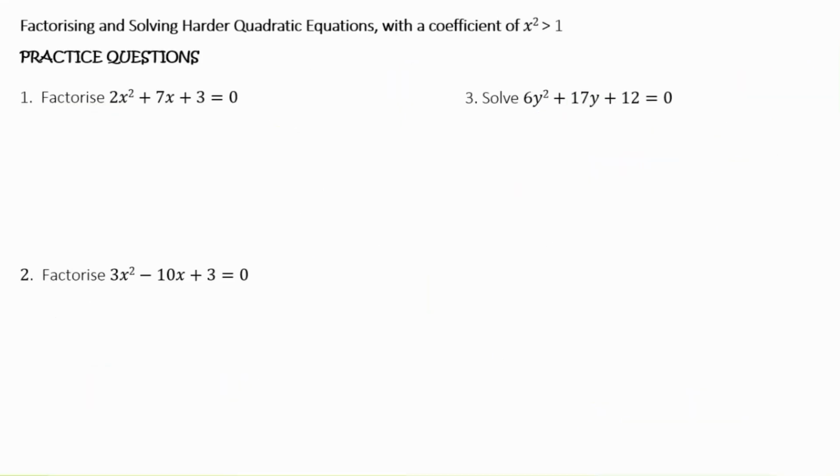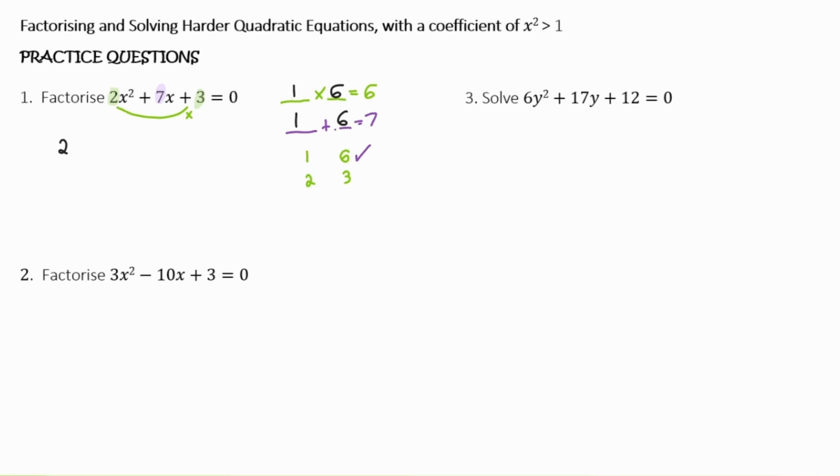So here are a few practice questions, so you can feel free to pause the video and have a go if you like. So for number 1, we have to factorize 2x squared plus 7x plus 3x. So first we multiply 2 and 3, which gives us 6. And that means we're looking for two numbers that multiply to give us 6. And the same two numbers should add to give us 7. So looking at the factors of 6, we've got 1 and 6 and 2 and 3. And 1 and 6 also add to give us 7. So we are going to use 1 and 6 as our factors.